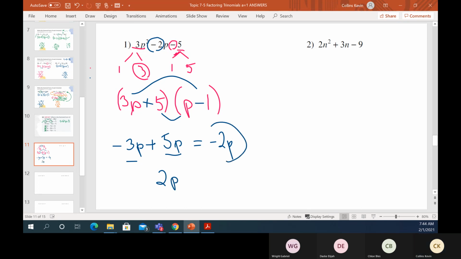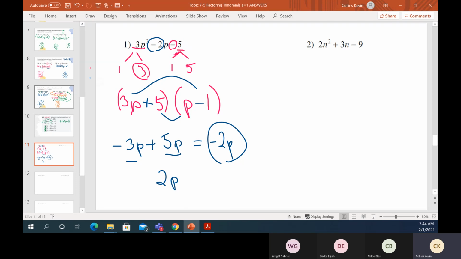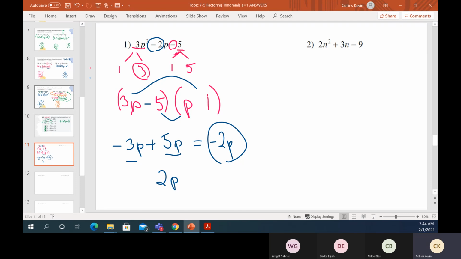We need negative 2p. So what do I need to do? We're almost there. We just got to do one quick thing here. What do I need to do? My signs are off, so what should I do with my signs? Yeah, we just switch them, right? So if we switch our signs, then we'll make this guy minus and this guy plus.